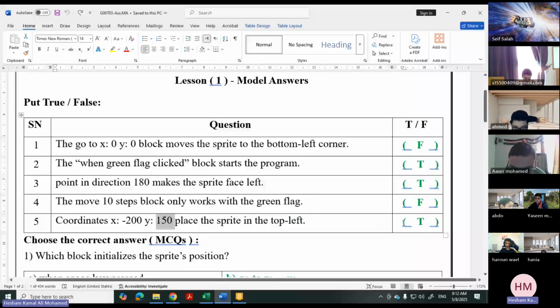Now he is asking about the coordinates. Remember, now he's asking about the coordinates. So the answer is true.